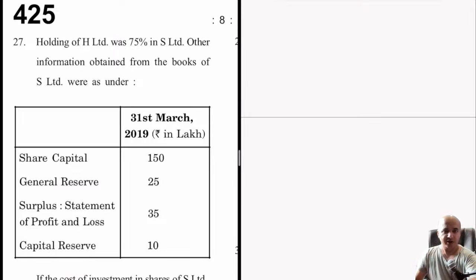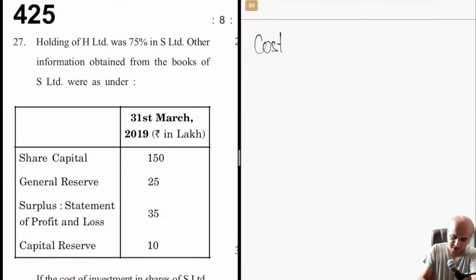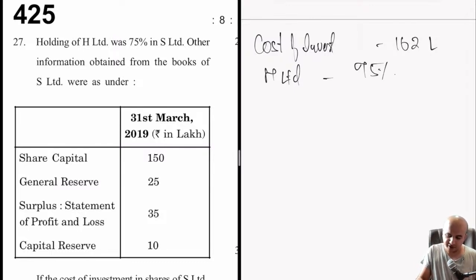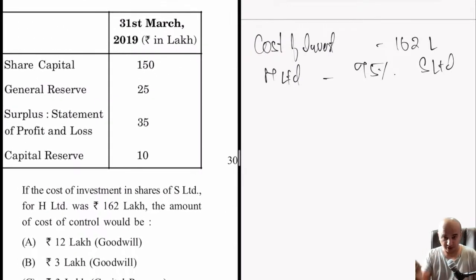Now in this case, if you read carefully, the cost of investment is given in the adjustment. The cost of investment is 162 lakhs. That means the H company, the holding company, paid 162 lakhs to acquire 75% share in S Limited. So against this 162 lakhs, what is it that it has received in return? That is what the question is all about, because they have asked us to calculate the cost of control.